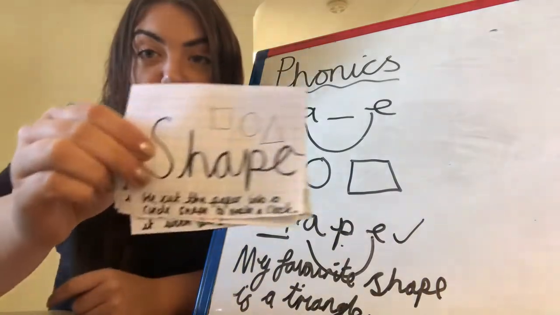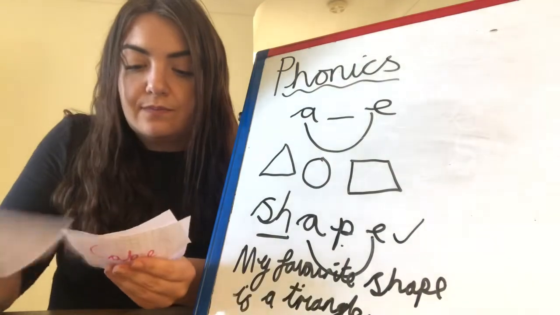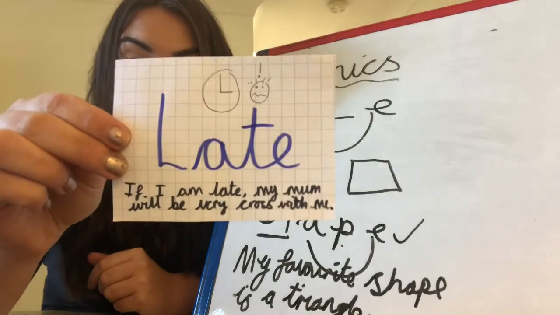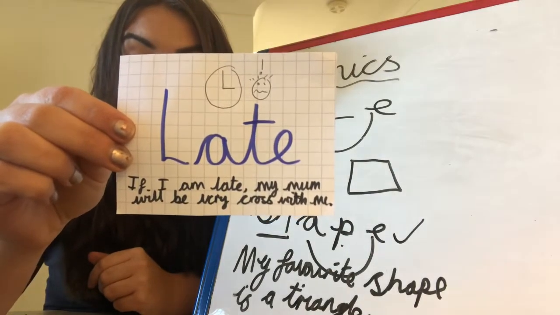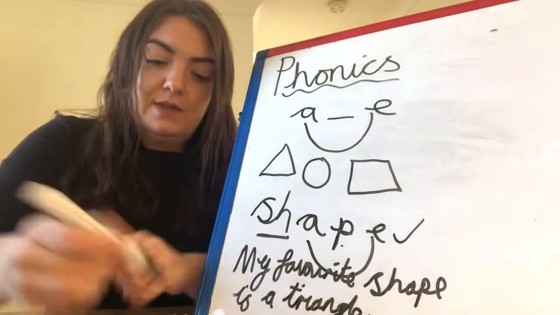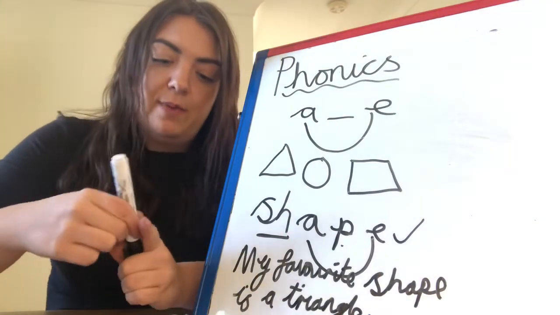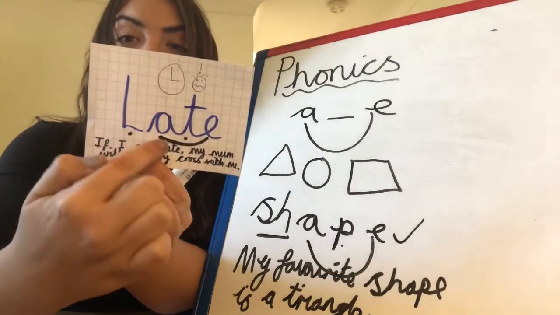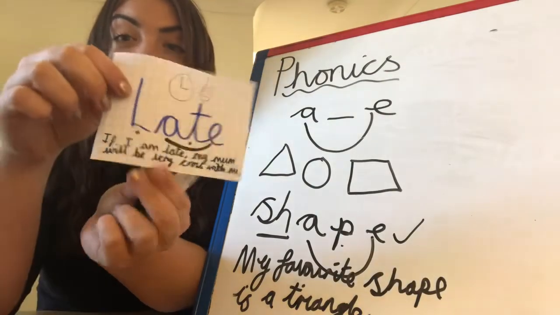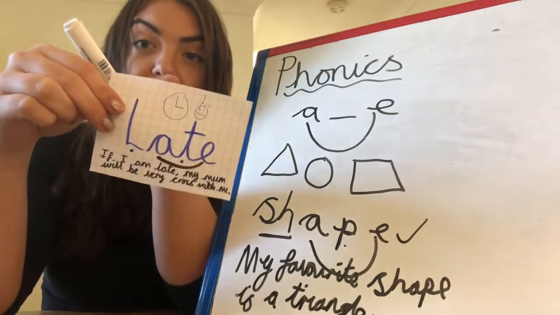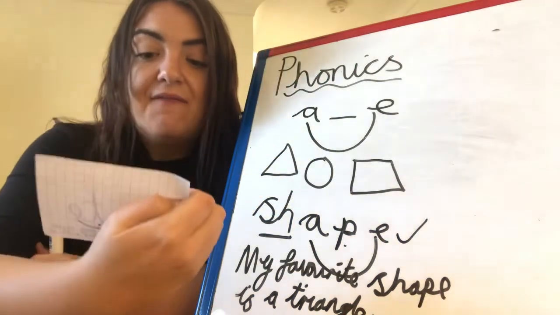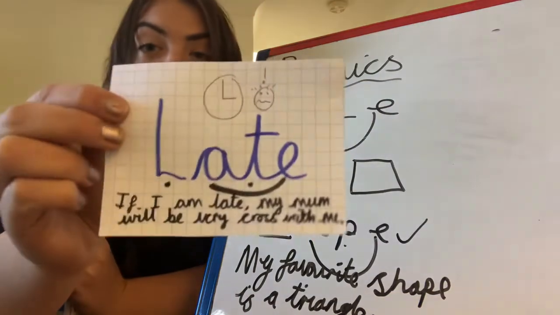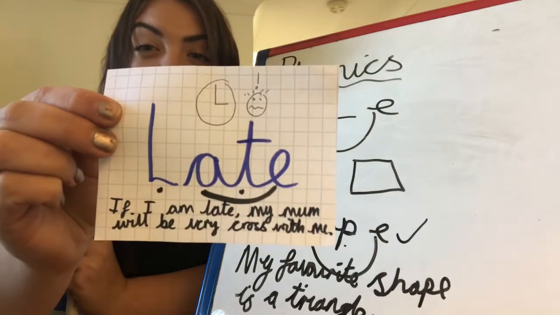There's shape, so we've just done that one. Have a look at this one, so you can read this one. You should be saying to me, and put my sound buttons on, late, late, late. Fantastic. So again, I've drawn a little clock there with a worried little person, and my sentence is, if I am late, comma, because that's a subordinate clause, my mum will be very cross with me. If I am late, my mum will be very cross with me.